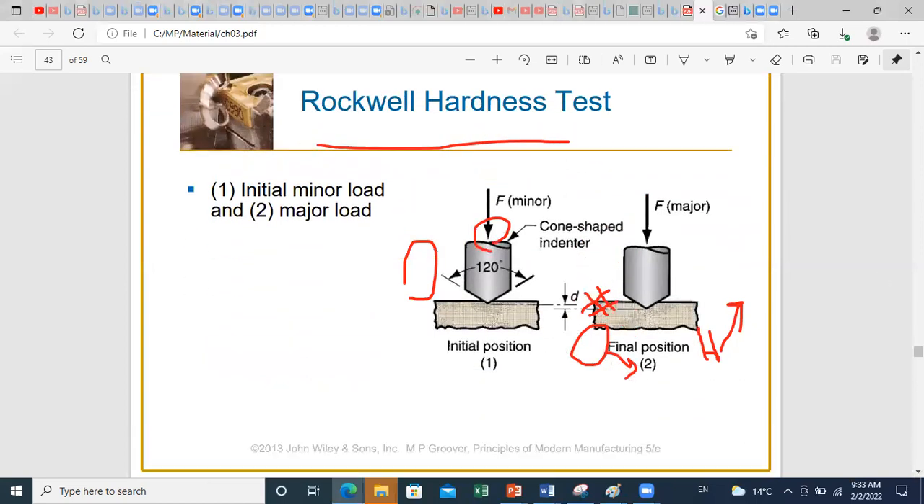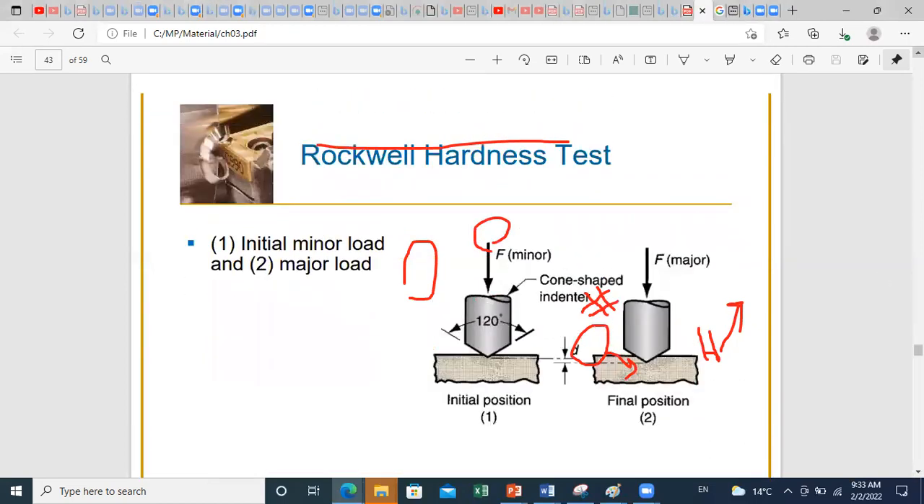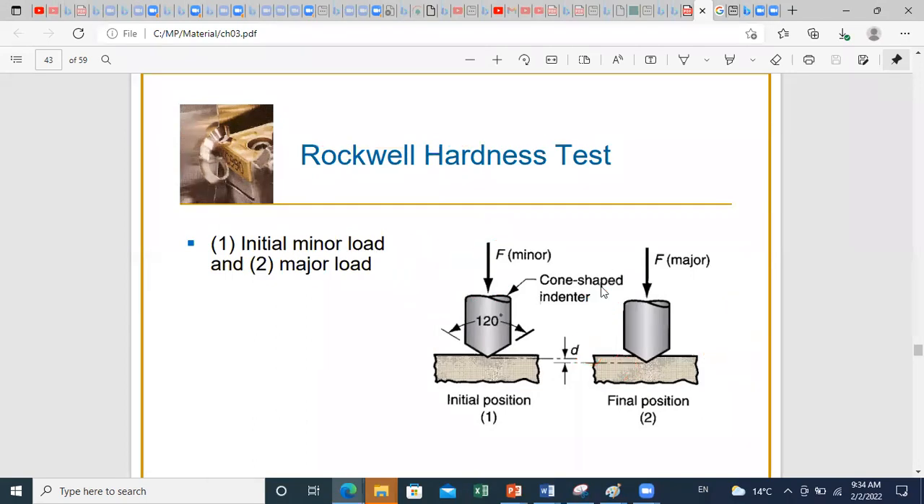Now, another type of test is the Rockwell hardness test. In this test, the concept is the same, but the type of deformation is different. Here we are considering that deformation is proportional to the penetration distance. You have a tool with an end of conical shape. This conical indenter is positioned on the specimen initially, and we then apply a load on it.